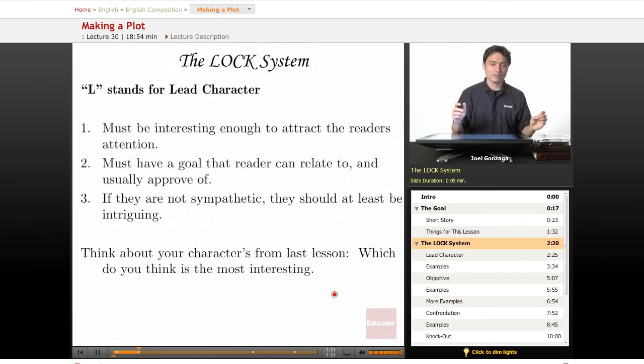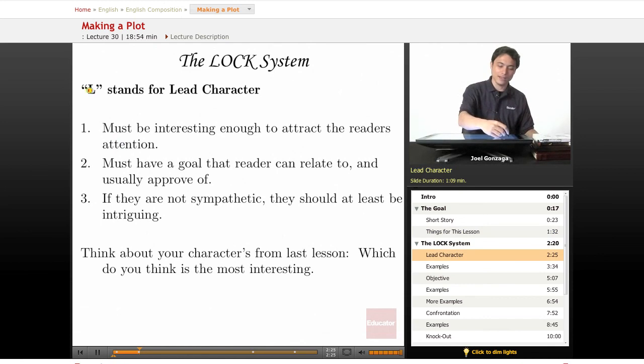So, LOCK is an acronym. L-O-C-K. What does L stand for? L stands for lead character. Okay, first off, this lead character must be interesting enough to attract the reader's attention. Additionally, this character must have a goal that the reader can relate to and usually approve of.